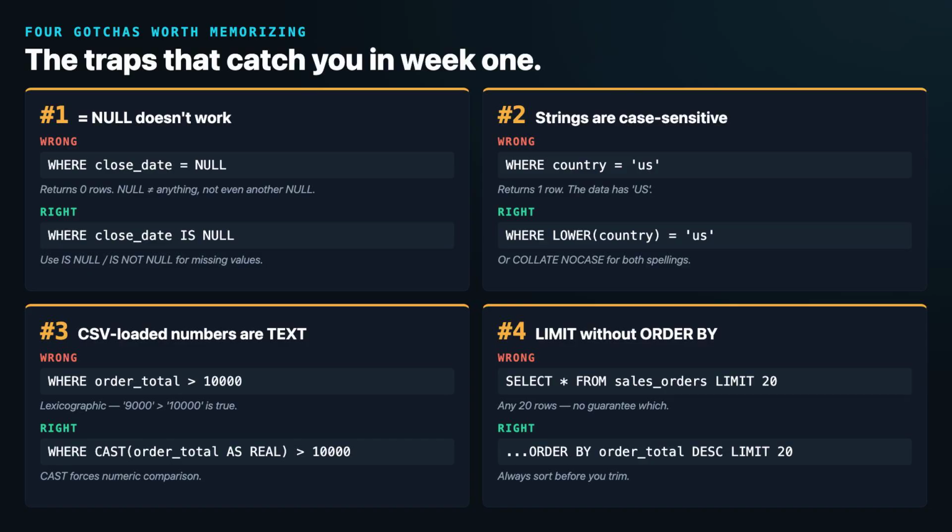Third, CSV loaded numbers are text until you fix the schema. Until episode 7 teaches us how, every numeric comparison and every sum needs a cast. Annoying. Also the price of one-line CSV imports. Fourth, limit without order by is non-deterministic. Always sort before you trim.